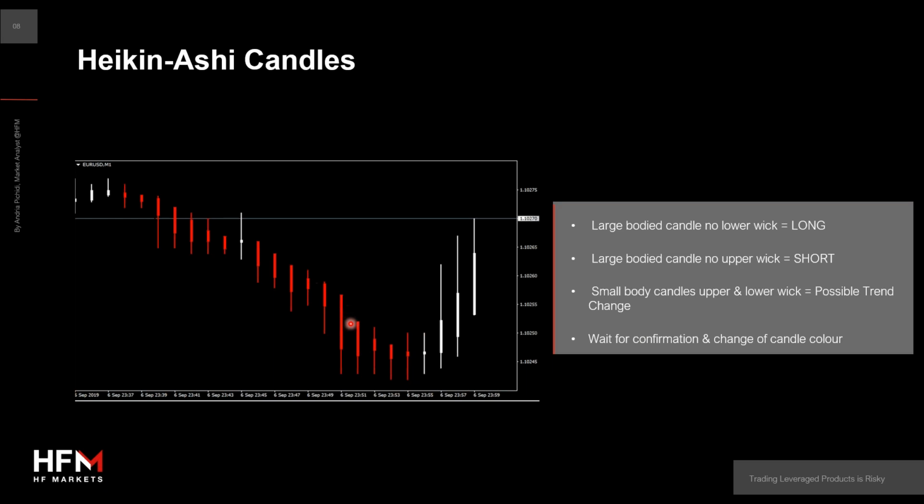So here is the first signal, right? Then it changed. Second signal, okay, so we knew that there is a trend change, right? The next one was the confirmation because it's white, still with big wicks, but white, okay? So you can wait for confirmation either to exit your existing short trade or to consider opening a long position.